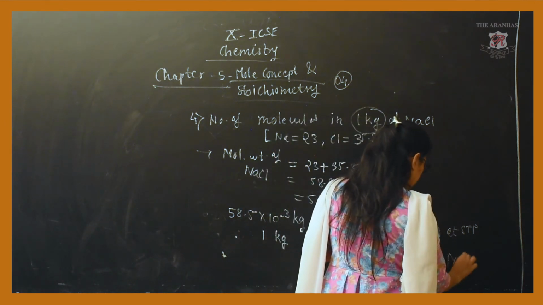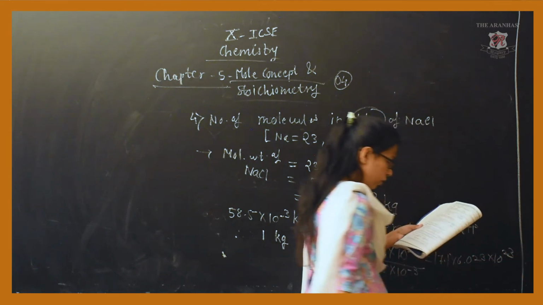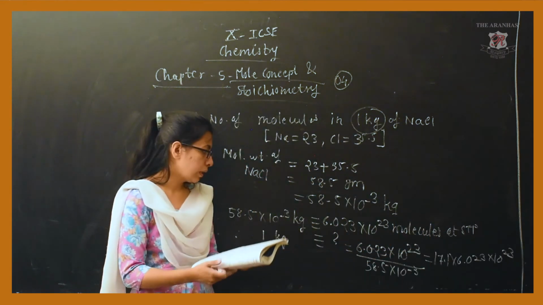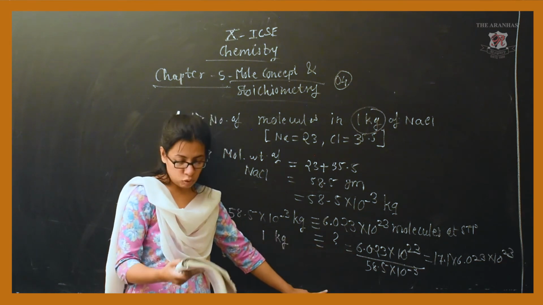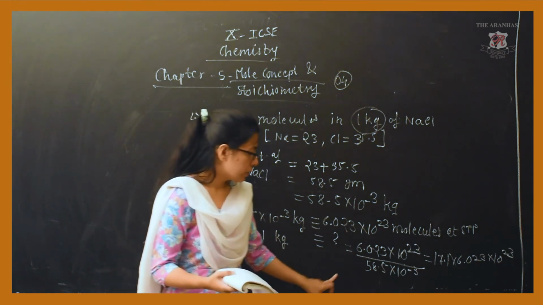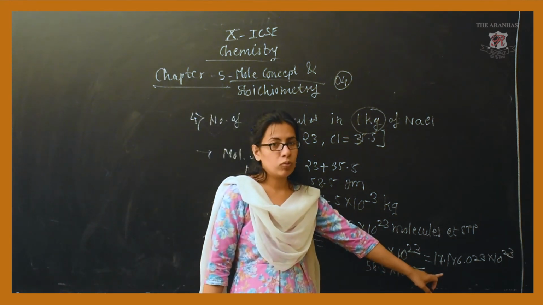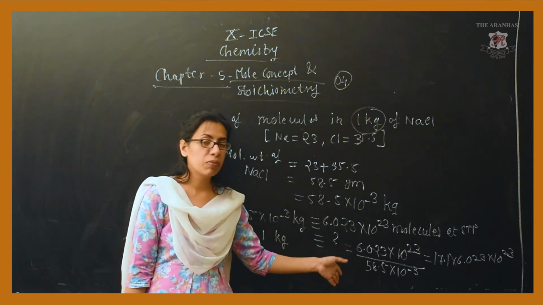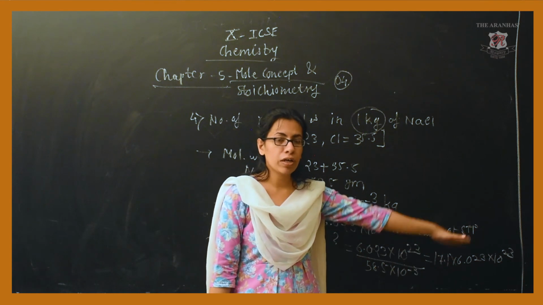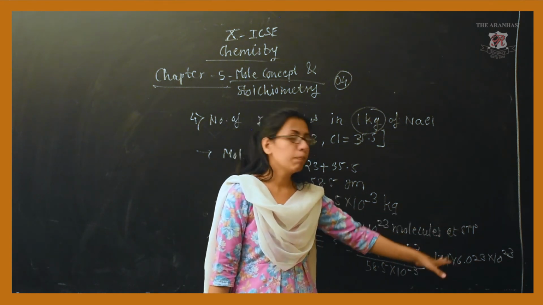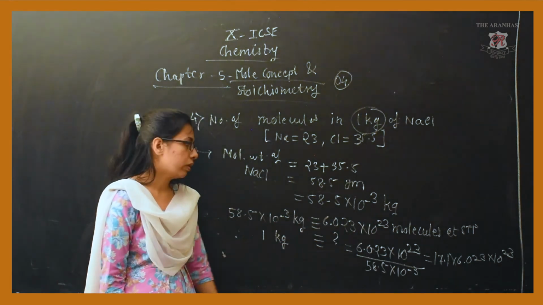into 6.023 into 10 raised to 23. So this 17.1 is nothing but what? This is the answer for 1 by 58.5. So it's a very easy calculation. At least obtain your answer up to this. Don't leave it at the previous step. Go to the last step and as far as possible find the simplest answer for any particular question they ask you in the interview.